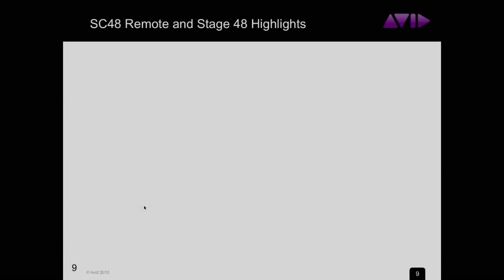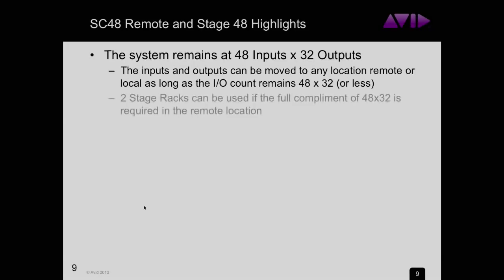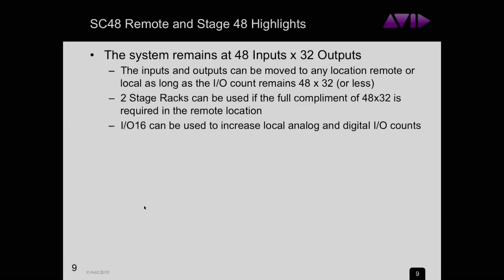So let's just review the highlights of the SC48 remote and the Stage 48. As I mentioned earlier, the system remains at 48 inputs and 32 outputs. Even though you have more slots available than that in a 2-stage rack system, you cannot increase the mic input count above 48, other than through the IO16 card, as I mentioned earlier. Same thing with outputs. It tops out at 32 outputs. All right. 2-stage racks can be used, as we mentioned. And as you saw in the previous diagrams, the IO16 can be used to increase both analog and digital IO counts.